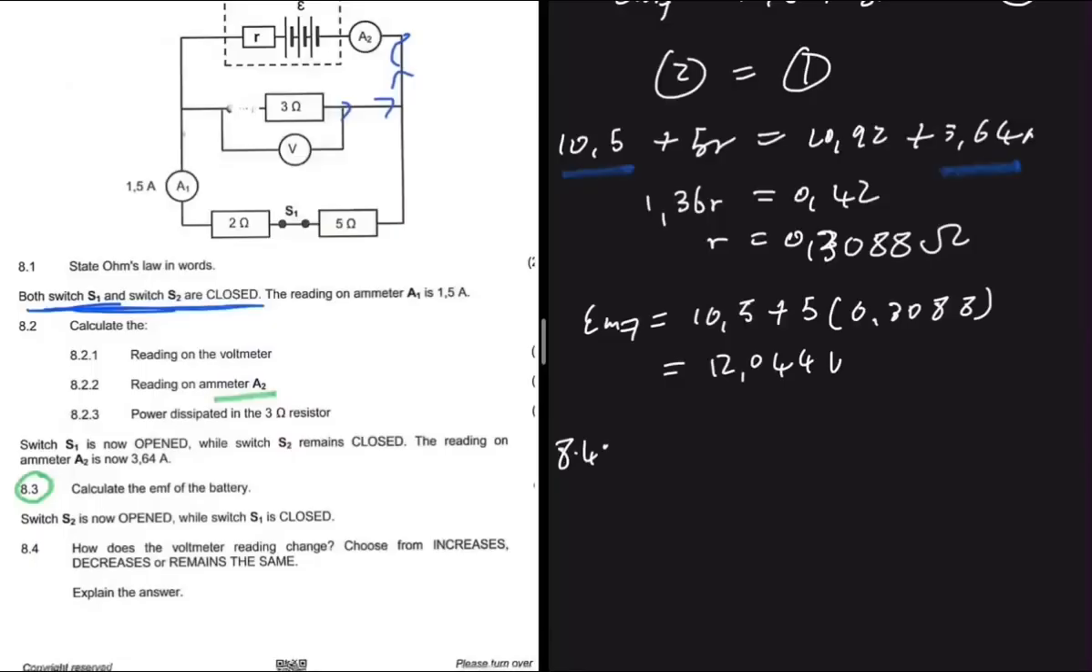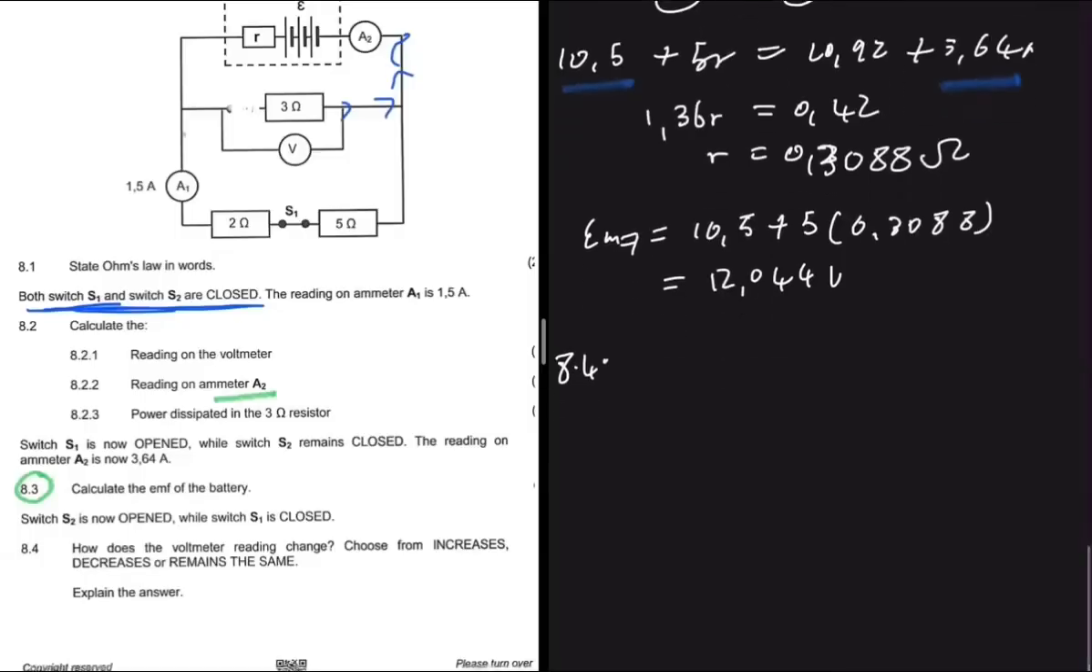How does the voltmeter reading change? Choose from increase, decrease, or remain the same. The voltmeter is reading V external, right? So what will happen to V external when that switch is open? The first thing to realize is that R external increases. That's what's going to happen when that switch is open. But if R external increases, and we know that I is equal to V divided by R, then current decreases.